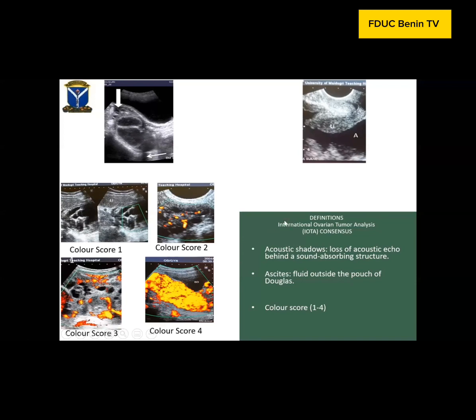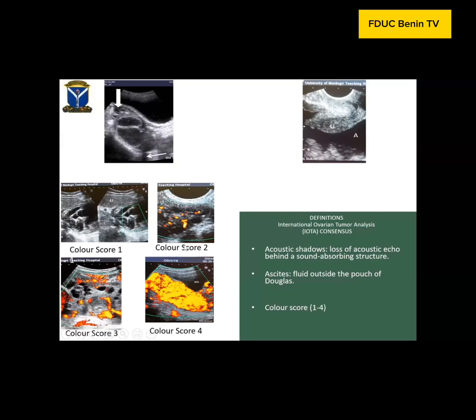When there's fluid outside the pouch of Douglas, it is considered as a cyst. This is a case of advanced ovarian cancer. You can see deposits in the rectosigmoid, deposits in the fundus, deposits in the intravesical pouch. The uterus is literally flooded. So this is the definition of ascites.